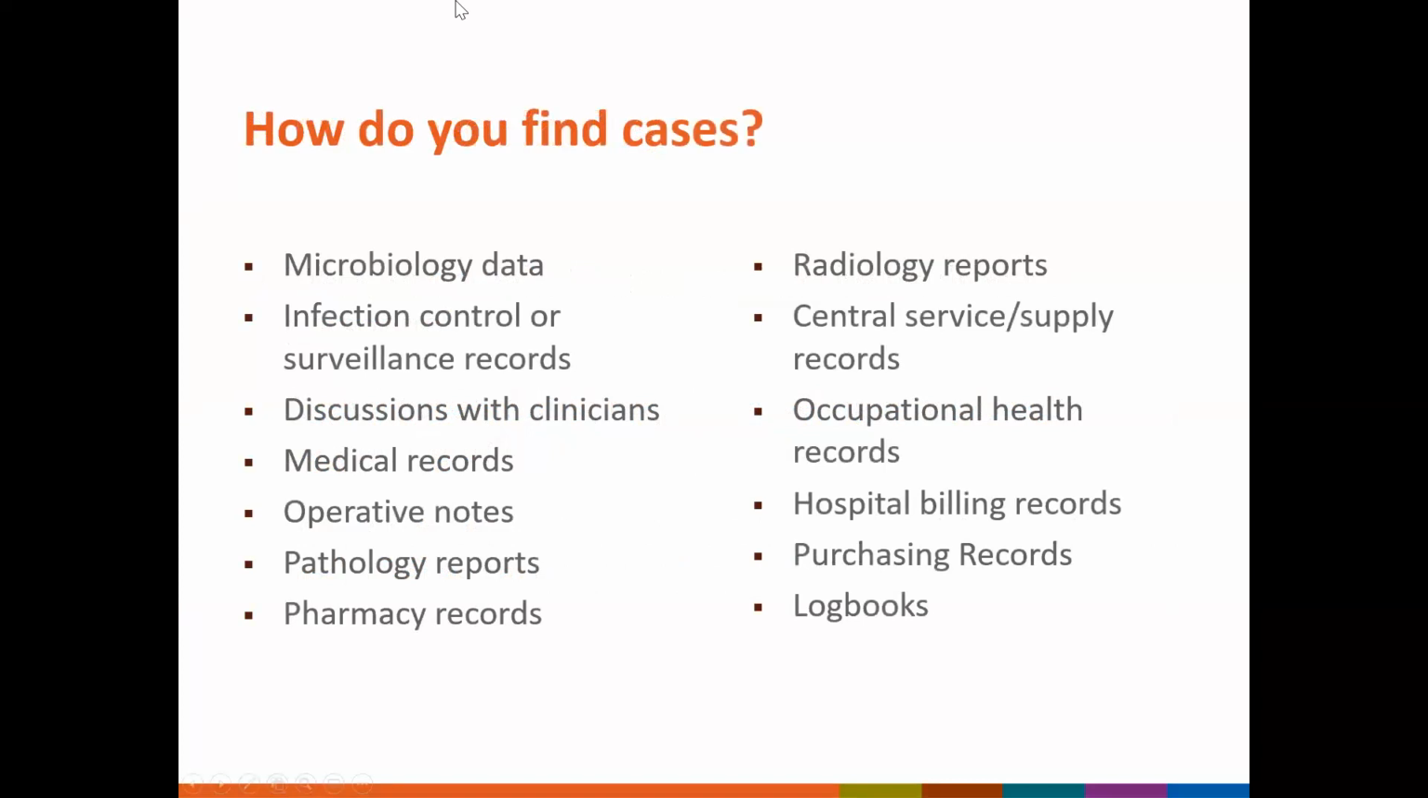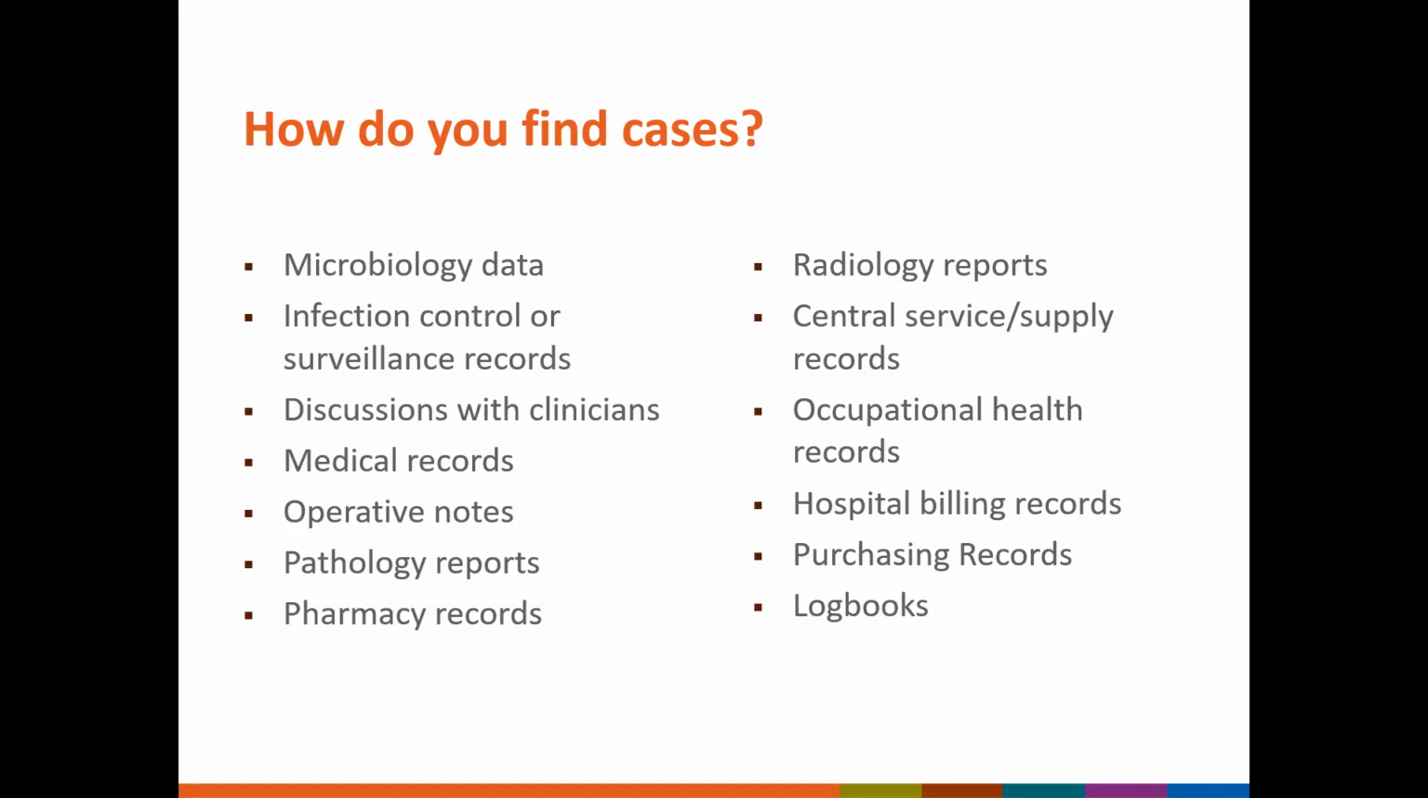So how do you find cases? There might be various sources. It can be your microbiology registers, which are available in your laboratory. Sorry, I lost connection a bit. It might be from your infection control or surveillance records. You can discuss with your clinicians, and they will tell you these are the patients who had symptoms. You can get details about the cases from the clinicians, and then go back and see their case records. You can get it from operation notes if it is a surgical site infection.